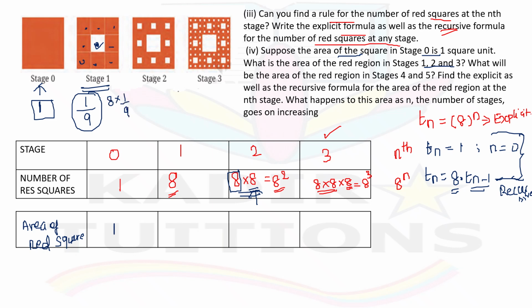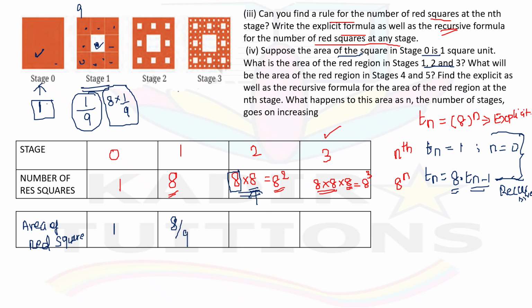Listen carefully. So stage 0 is having 1 square unit. Now in stage 1 I divided this 1 square unit into 9 parts. Among 9 parts, how many are red squares? It is 8. So I am writing 8 into 1 by 9 as the area of the red square at stage 1. So I can write the area of the red square at stage 1 as 8 by 9.